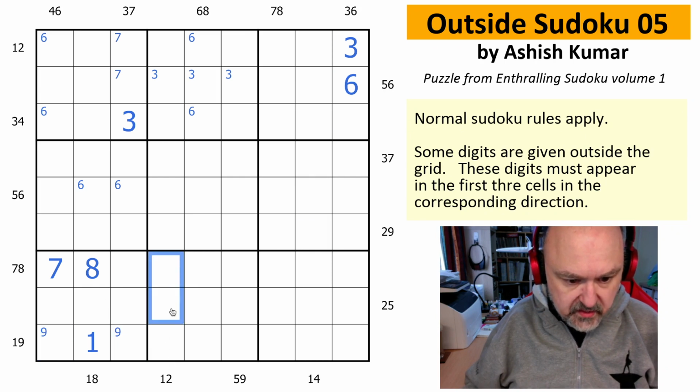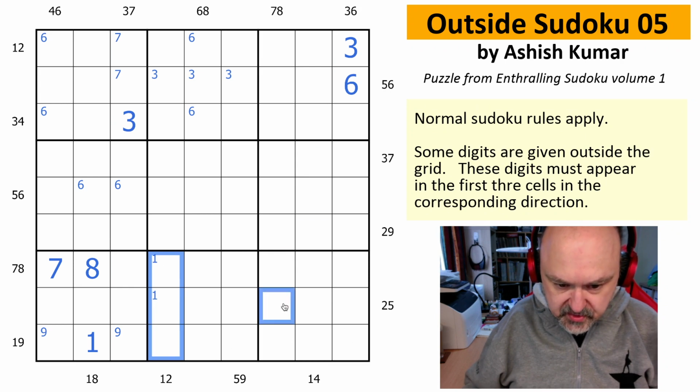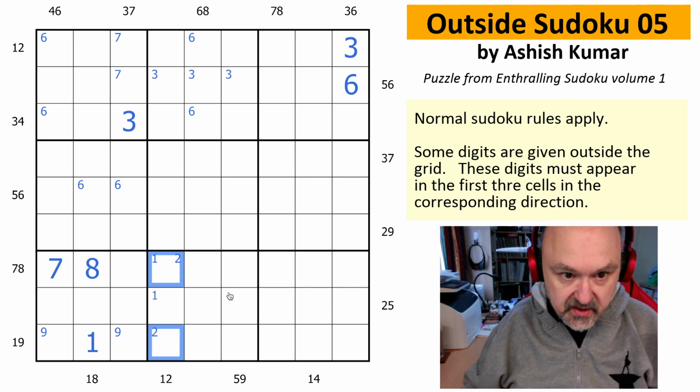We've got 1 in one of those two. And here's where we can use the same pointing thing without the digits in the grid. We know that 2 is in one of those 3, but 2 is also in one of those 3. So we can actually pencil mark 2 into 2 locations here. And we can do the same with 9. And we can do the same with 5.